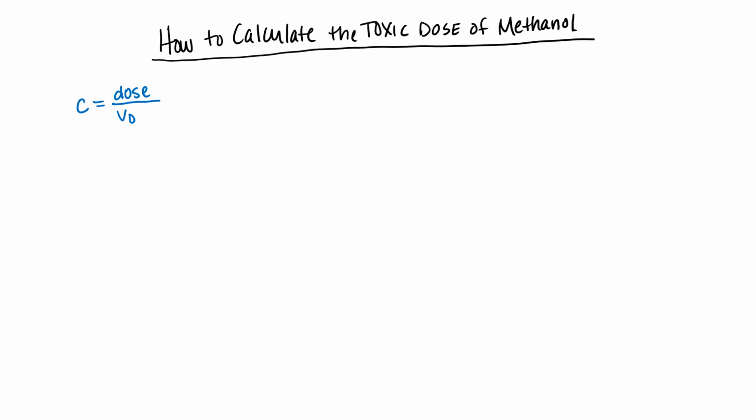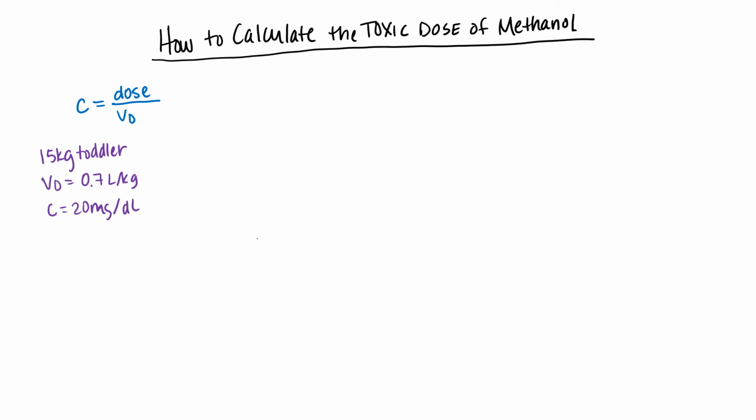Let's assume that we have a toddler with a weight of 15 kilograms. How much methanol would they need to ingest in order for it to be concerning to us? Looking back to our equation of concentration equal to dose over volume of distribution, we can plug in our known values and then calculate out the dose.